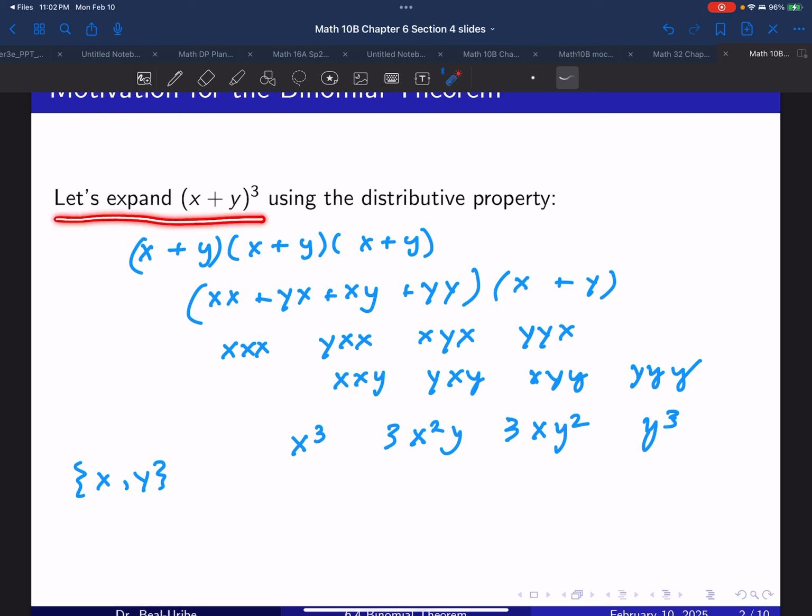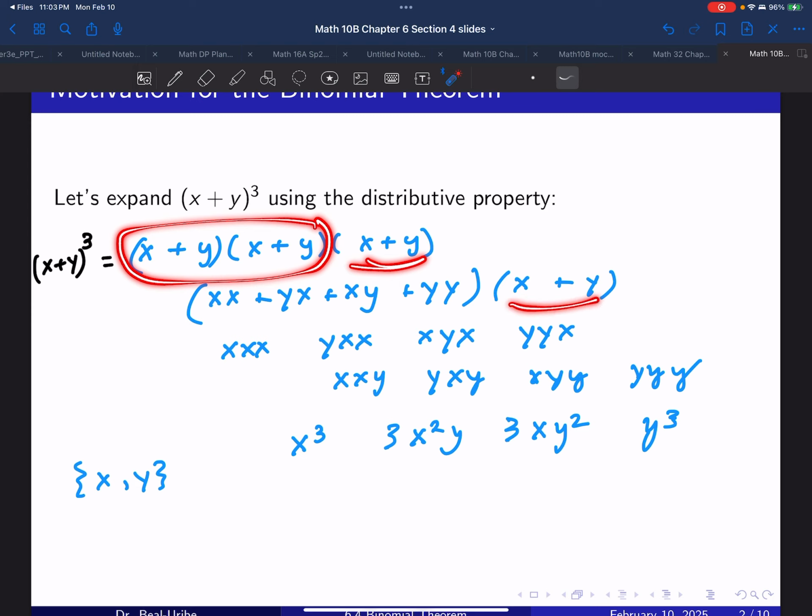So suppose we wanted to just expand (x plus y) cubed, right? So we would write here that (x plus y) cubed is equal to (x plus y) times (x plus y) times (x plus y). Now, how do we figure out what that is? Well, we would multiply (x plus y) by (x plus y). That gives us these four terms, right? So x times x is going to show up here. x times y shows up here. y times x shows up here. And then y times y shows up here. And now this is going to be multiplied by (x plus y).